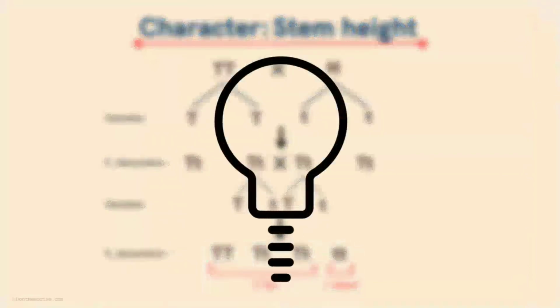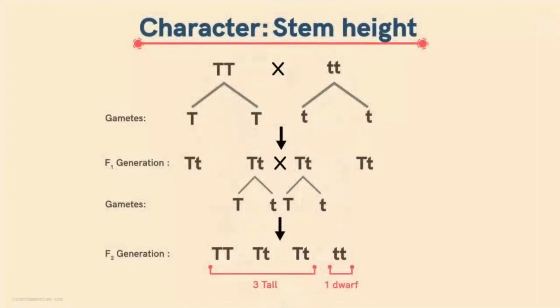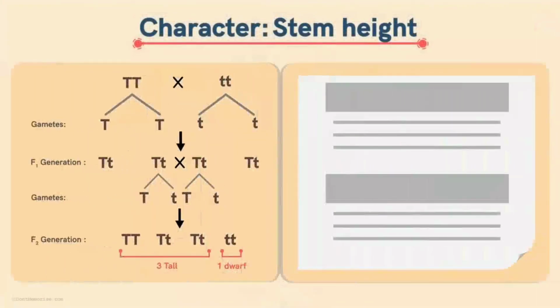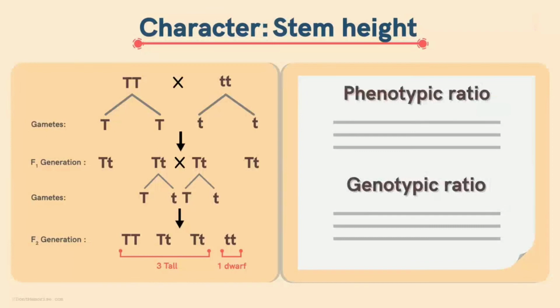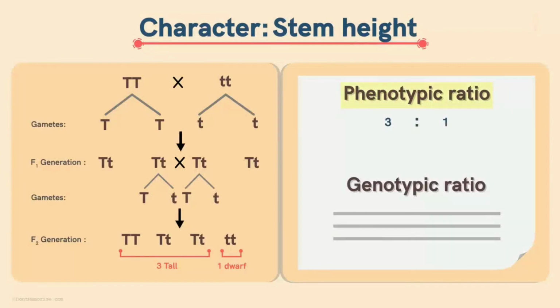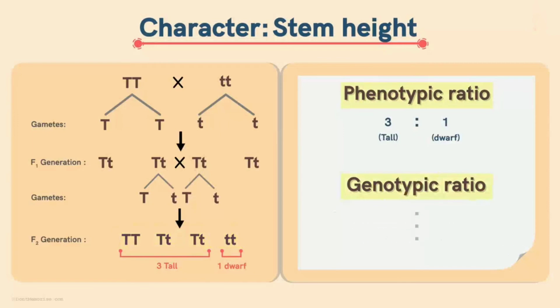Now that we've had a good idea about crossing, let me introduce 2 new terms to you. Trust me, they are very simple to understand. The 2 terms are phenotypic ratio and genotypic ratio. In this case, the phenotypic ratio is 3:1, that is, 3 tall plants and 1 dwarf plant. And the genotypic ratio is 1:2:1. As we can see, one plant is homozygous for the tall trait, these two are heterozygous, and this one is homozygous for the recessive trait dwarf.